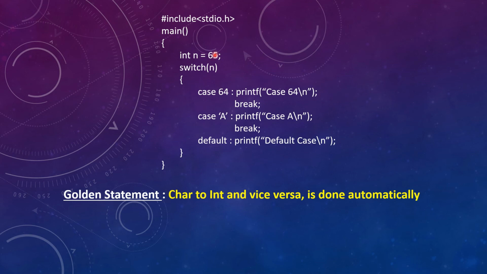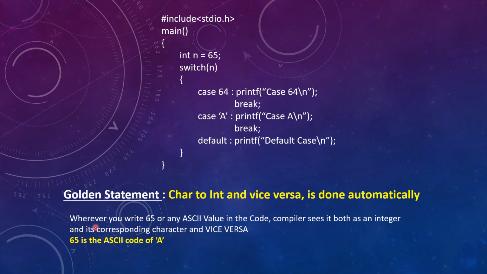So here 65 is matched with the case A, so our output will be case A. Wherever you write 65 or any ASCII value in the code, the compiler will see it as an integer and also its corresponding character. As we know, 65 is the ASCII code of capital A, so this case is matched, so case A is printed on the screen. So this is how this question was solved.